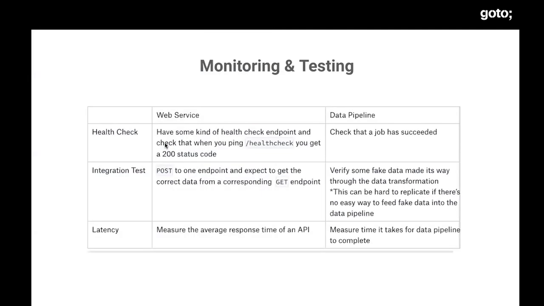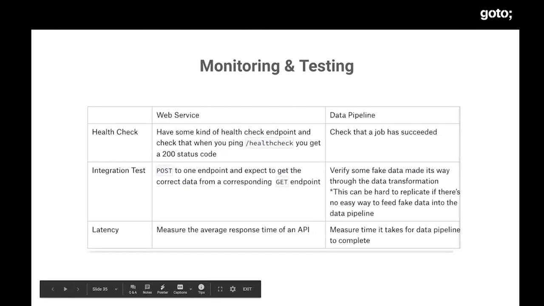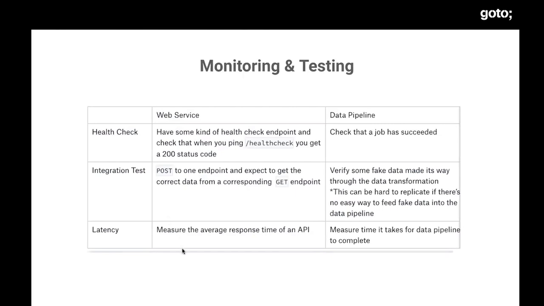So I want to compare testing and monitoring ideas between RESTful APIs and data pipelining. Within REST APIs, it's pretty normal to have a health check endpoint, and you can periodically ping your health check endpoint to verify that you're getting a 200 status code. For data pipelines, there's something similar for batch jobs. You can check that a job has succeeded and that a job that is expected to succeed is continuing to succeed.